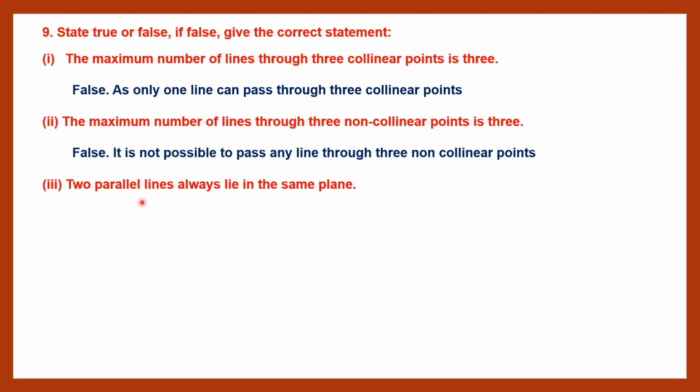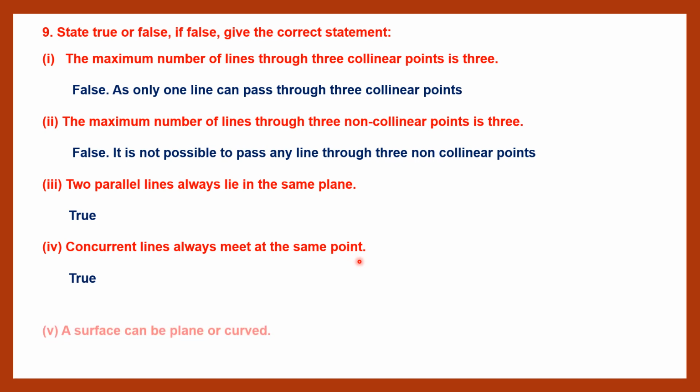Question 3. Two parallel lines always lie in the same plane. Now this is a plane, and can you see parallel lines? The edges of this slide are two parallel lines and they are lying in the same plane. So that statement is true. Question 4. Concurrent lines always meet at the same point. What are concurrent lines? Concurrent lines are lines that pass through a point. If you have 3 or more lines passing through one point, you call them concurrent lines. So the statement is true. They have to meet at the same point. So the answer is true.